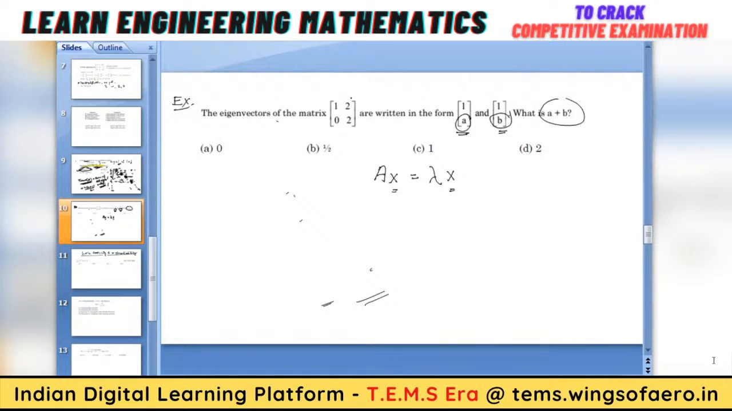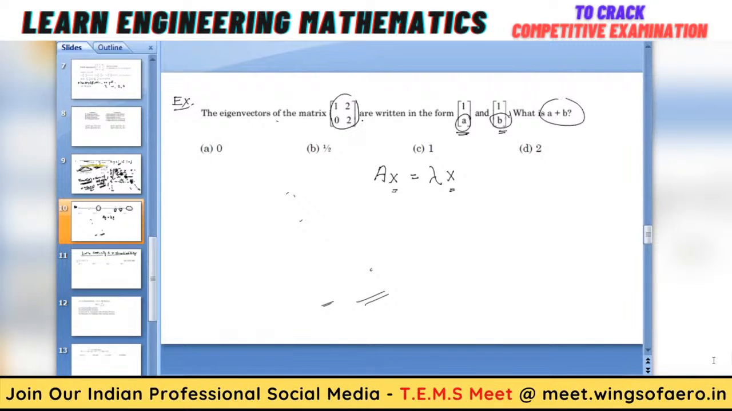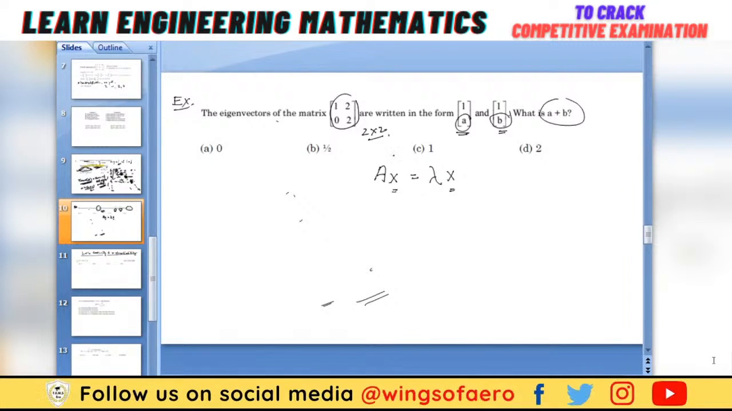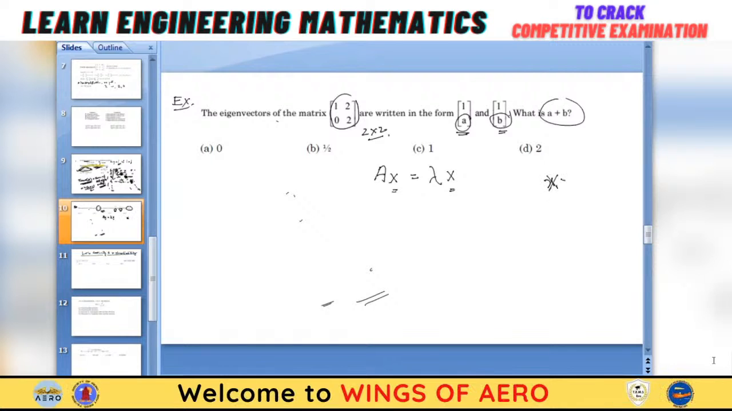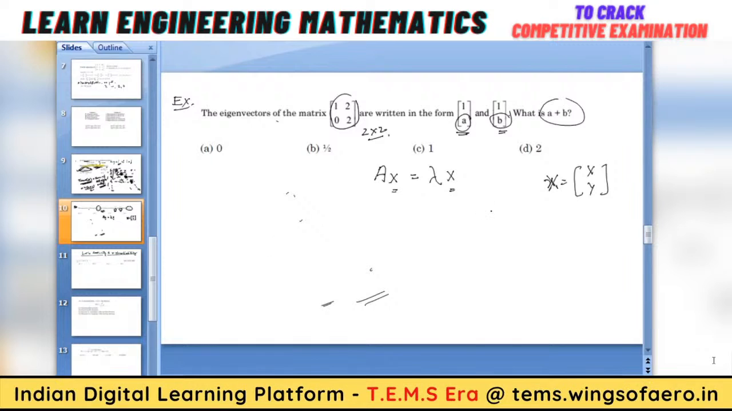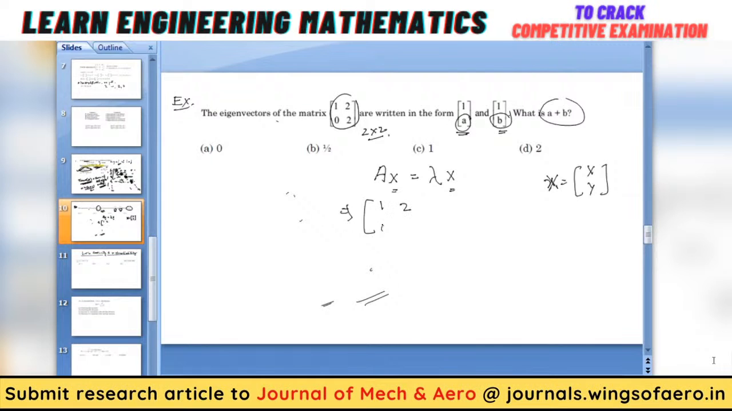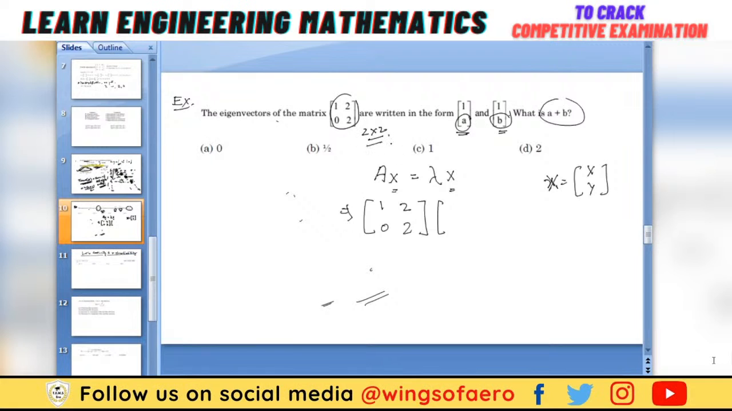What is the matrix dimension here? 2 cross 2. So 2 cross 2 means there will be two independent variables, x and y. Let us suppose x and y. So x is the vector here, which is the (x, y) vector. Okay, that is two variables we are having. So now Ax equals lambda x. This is equal to the matrix 1, 2, 0, 2 times x.